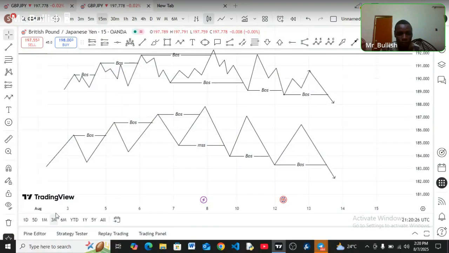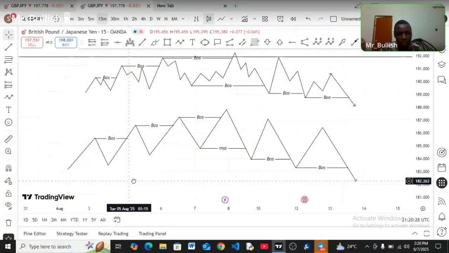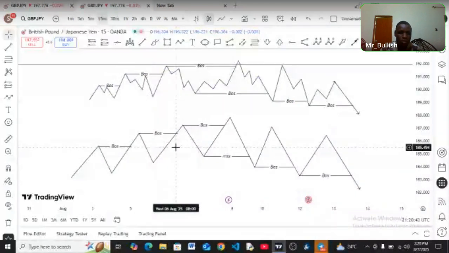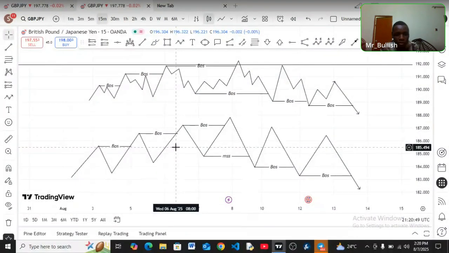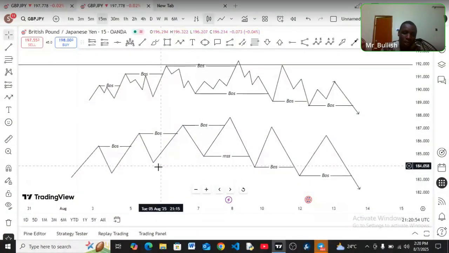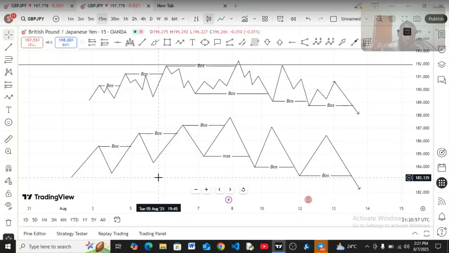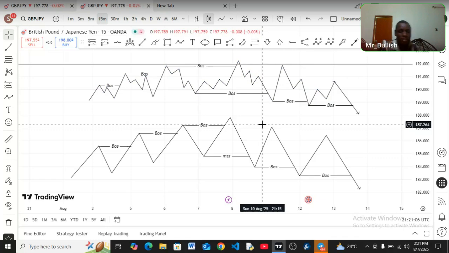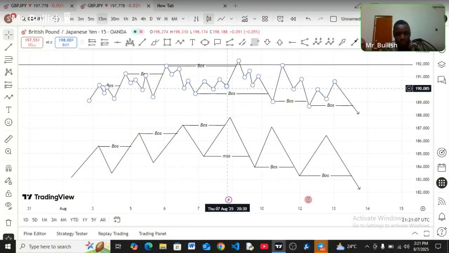Now if you can see, we have two different types of market structure here. That's what I want to basically explain today. I believe in our last section, I told us that there's something we call internal market structure, and there's another thing we call external market structure. What's an internal market structure? An internal market structure happens inside the main external market structure, like what we have below. This is the external market structure.